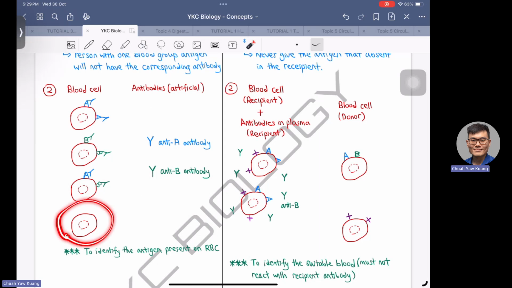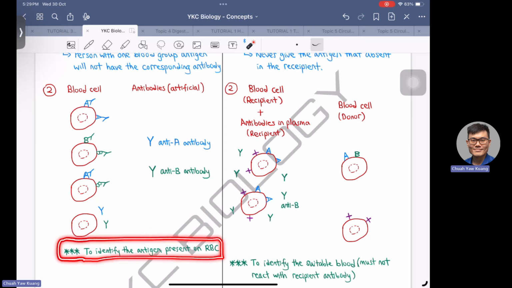Lastly, the O blood group doesn't have any antigen on their surface. So no matter whether you add the anti-A antibody or the anti-B antibody, it will not show any agglutination at all because they don't have the antigen on their surface. The key purpose of doing this process is to identify the antigen present on the red blood cell, because by doing this, only then can we know the blood group of the individual.